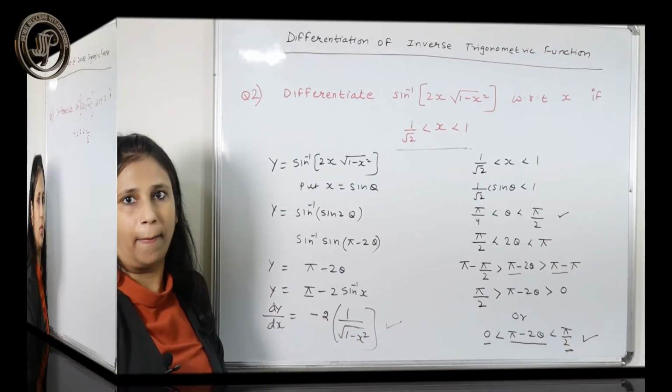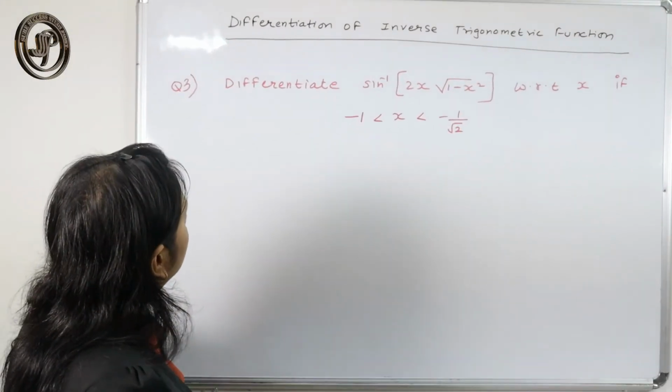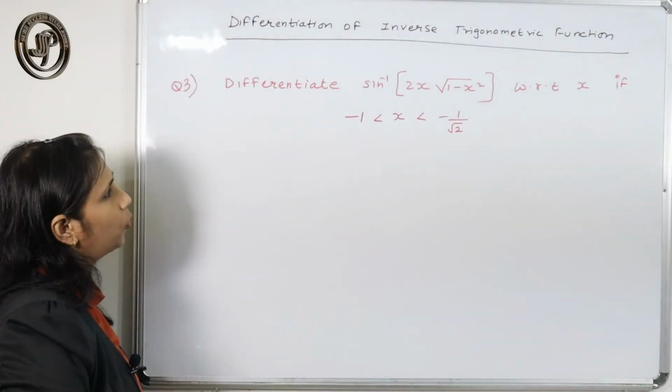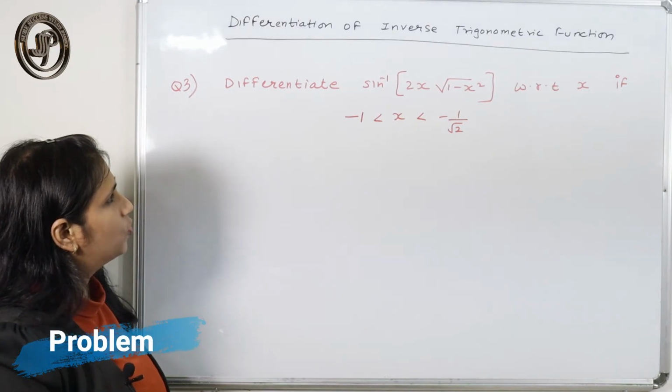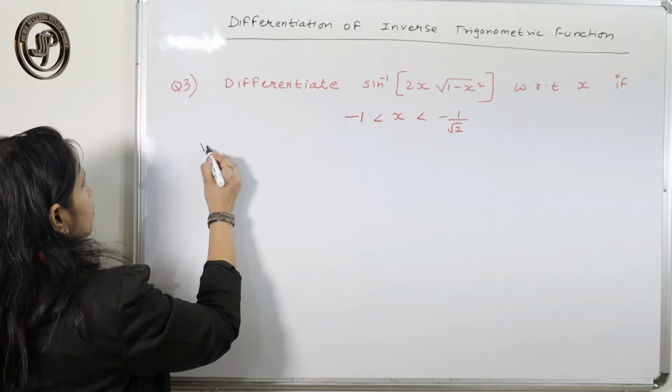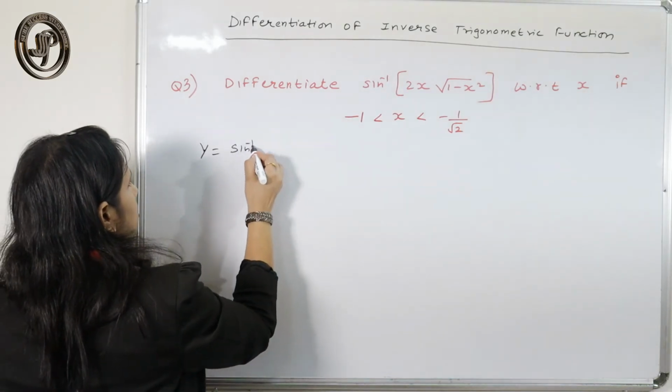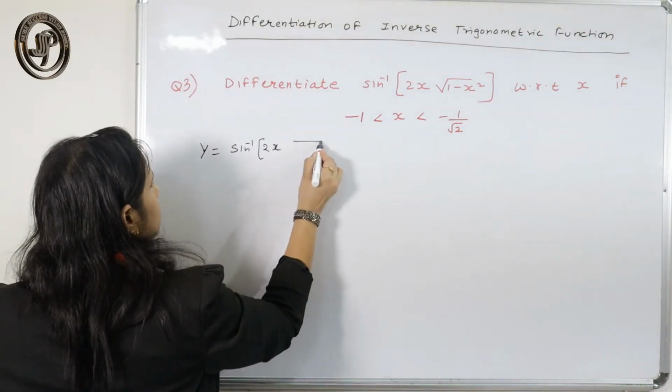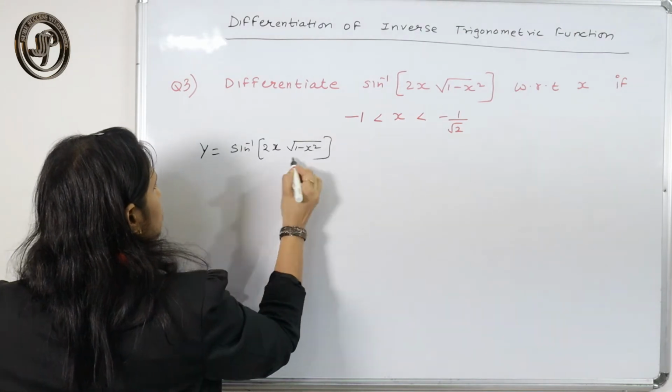So you can check that if this value has changed, the value of x will change, your answer will vary. So let's have another question. Differentiate the same question, but the range for x is different. So how do we proceed with this question? Same way, we just consider this as 2x under root 1 minus x square.